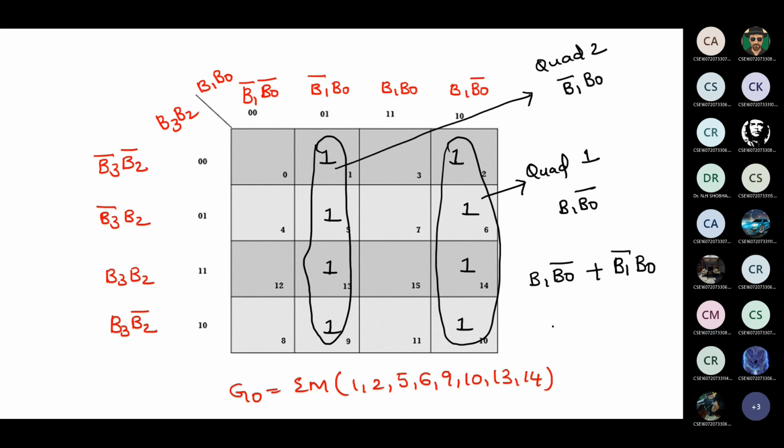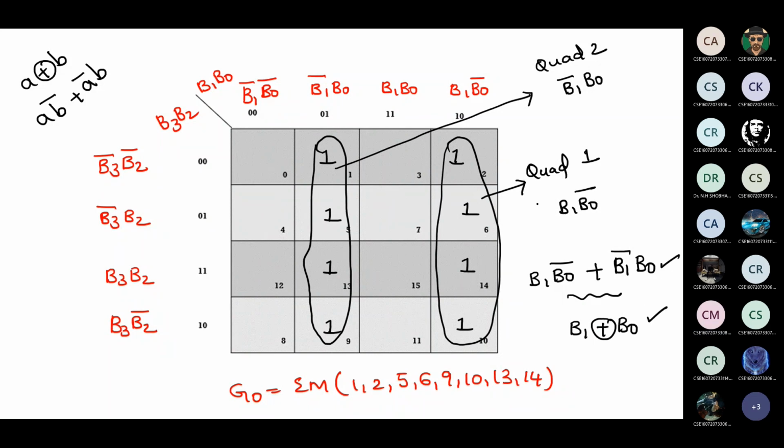Is there any other way? What is A XOR B? That's the answer. A XOR B can be written as AB bar plus A bar B. Now, can I write this one as B1 XOR B0? Yes, correct, sir.